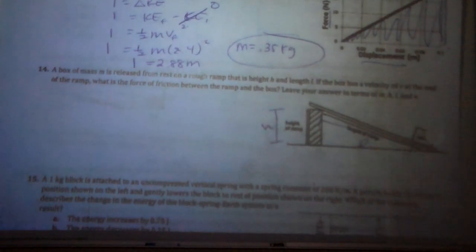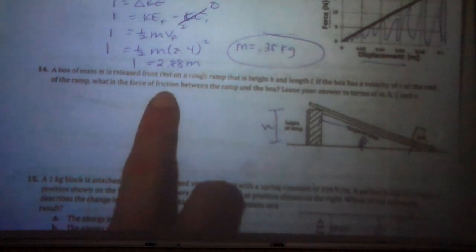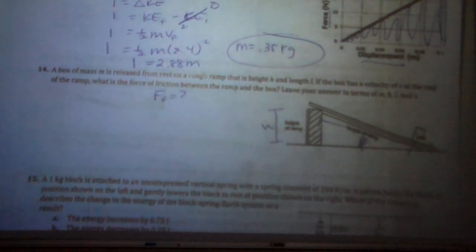This has a height h, length L, that's supposed to be an L. It has a velocity v at the end. There is force of friction, so energy is not conserved here. I'm trying to find the force of friction based on these three things. So I'm thinking energy not conserved, let's do work. This says rough ramp. So work is the change in energy, which would be energy at B minus energy at A. Energy at B is just the kinetic energy, the 1/2 mv squared. And then A is just the potential, the mgh.